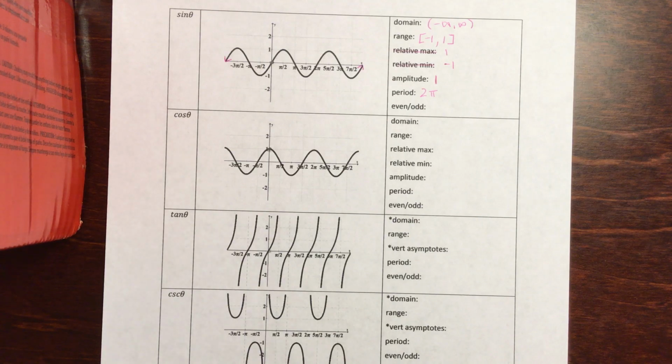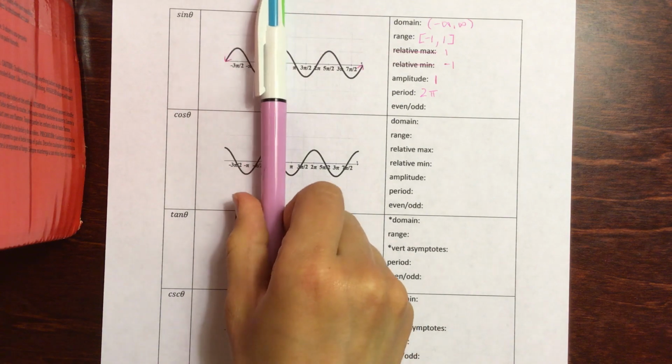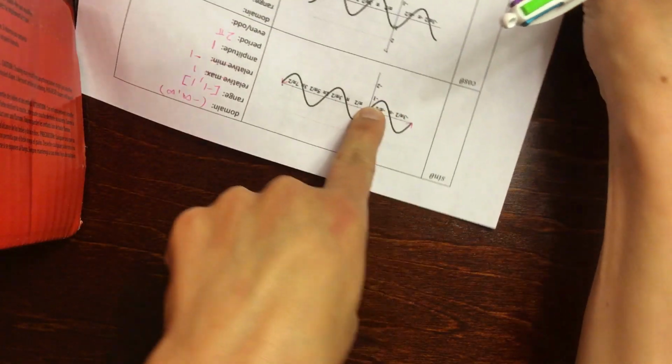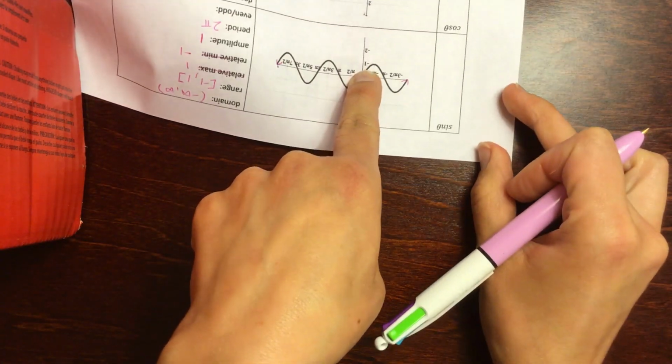And finally, based on your graph, let's talk about even versus odd. Later on, we'll use the algebraic rules, but for now, remember, even graphs, if you fold it in half over the y-axis, the left and right match. Odd graphs, if you turn it upside down from the center, from the origin, it's the exact same shape.